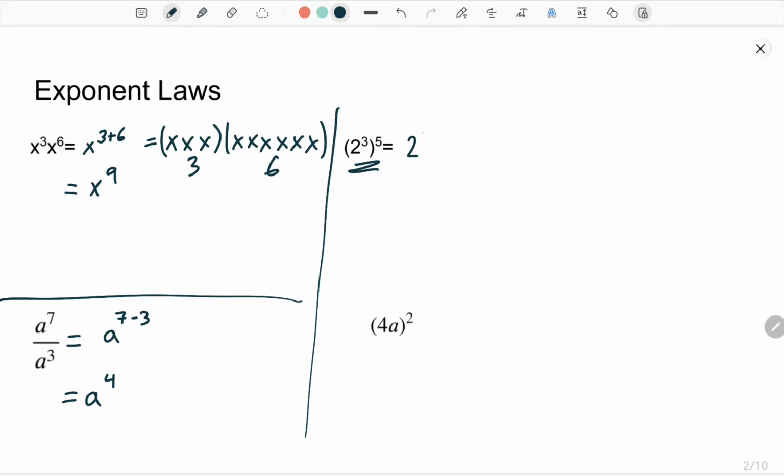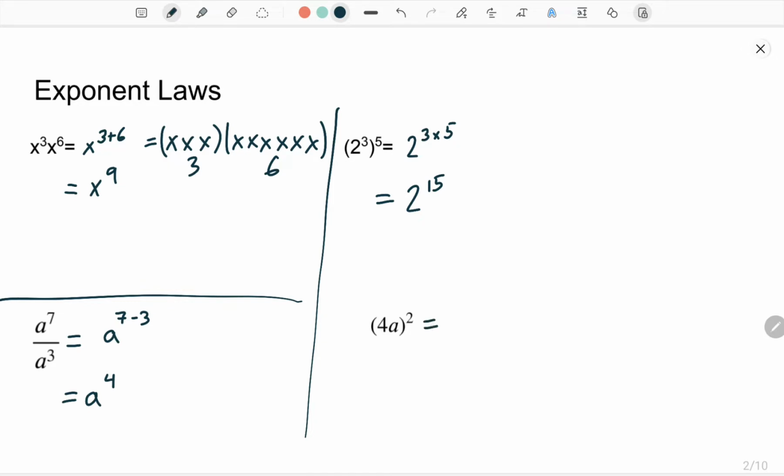So what we're going to do in this case is multiply the exponents themselves together. So you're going to have 2 to the power of 3 times 5. And so in that case, you will have 2 to the 15.